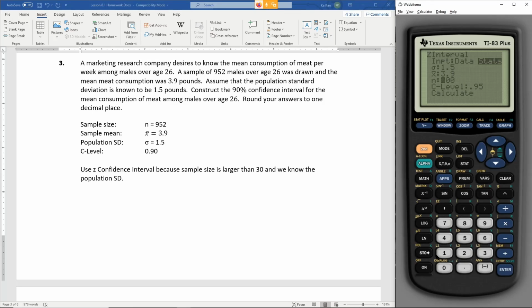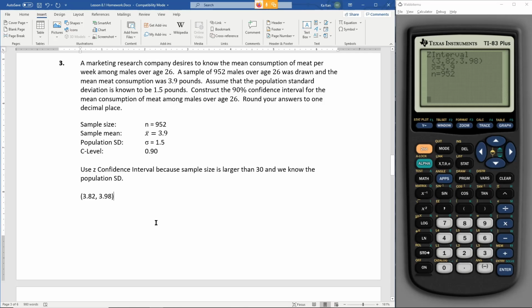3.9. Enter. What's the sample size? 952. Enter. What's the C level? 0.90. You don't have a 0, but whatever. Calculate. There you go. That's it. It's that simple, right? So the lower end of the estimation is 3.82, and the upper end is 3.98. That's that.